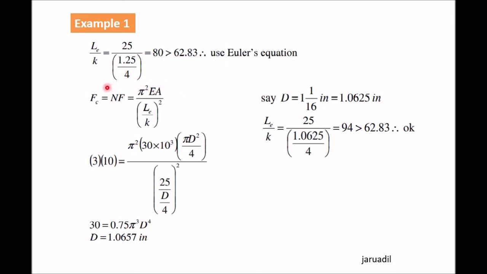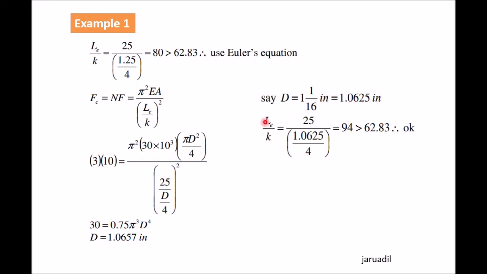So this is your Euler's equation again. So by substitution, this is your N, factor of safety, F is equal to 10 kips. This is your A, this is your area, pi d squared over 4, LE, 25, K, d over 4, squared. So, using again your calculator, we will find out that d is equal to 1.0657. So, say 1 and 1/16 inches.